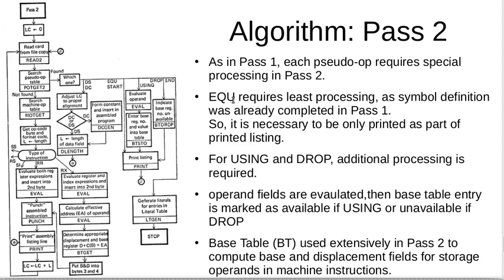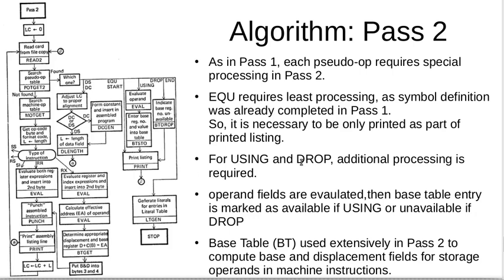The EQU requires the minimum amount of processing, as the symbol definition is already completed for the EQU pseudo op. So it only needs to be printed. See, EQU directly comes to the print listing part, right? For USING and DROP instructions, some additional processing is required. Now for USING, we have to evaluate the operand and enter the base register number and value into the base table using the BTSTO step, right?